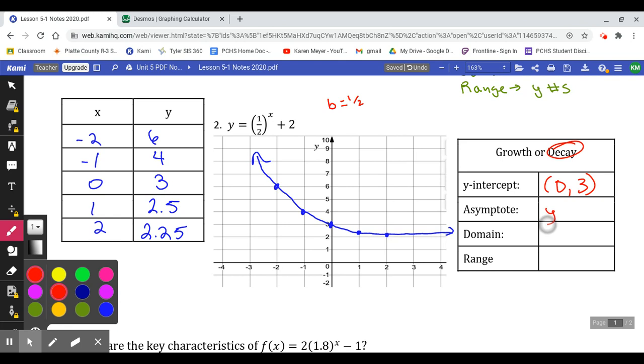Okay, asymptote. Y equals, oh, look, I have a C number. And at the end of the equation, I have a +2. Or if you're looking at your picture, you're going to notice here that it's getting ever so close to 2, but not really actually crossing it. Domain is always everything. So all real numbers. Range. Y is greater than 2.